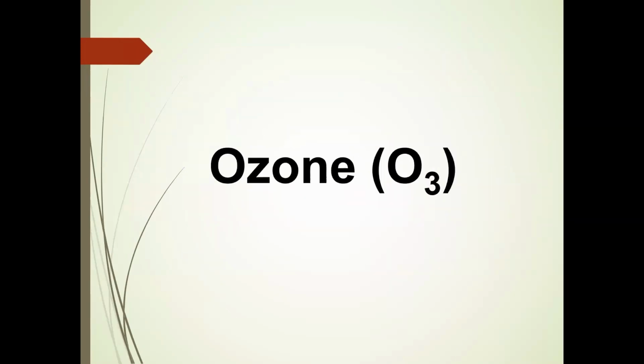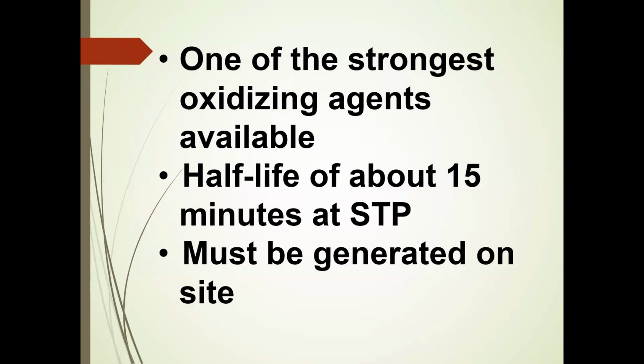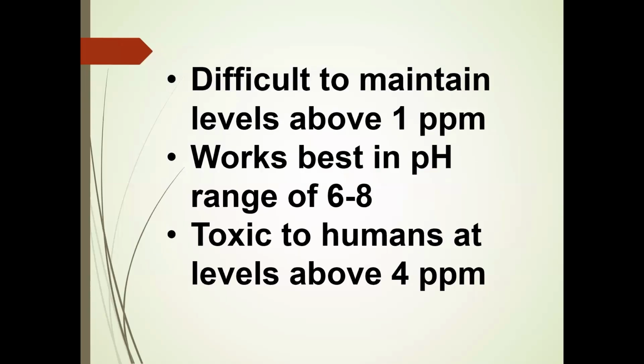Ozone, or O3. Ozone is one of the strongest oxidizing agents available, but it has a half-life of only about 15 minutes at standard temperature and pressure, so it must be generated on site. It's difficult to maintain levels above 1 part per million in water, and it works best at a pH of 6 to 8. As a strong oxidizer, it is toxic to humans at levels above 4 parts per million.